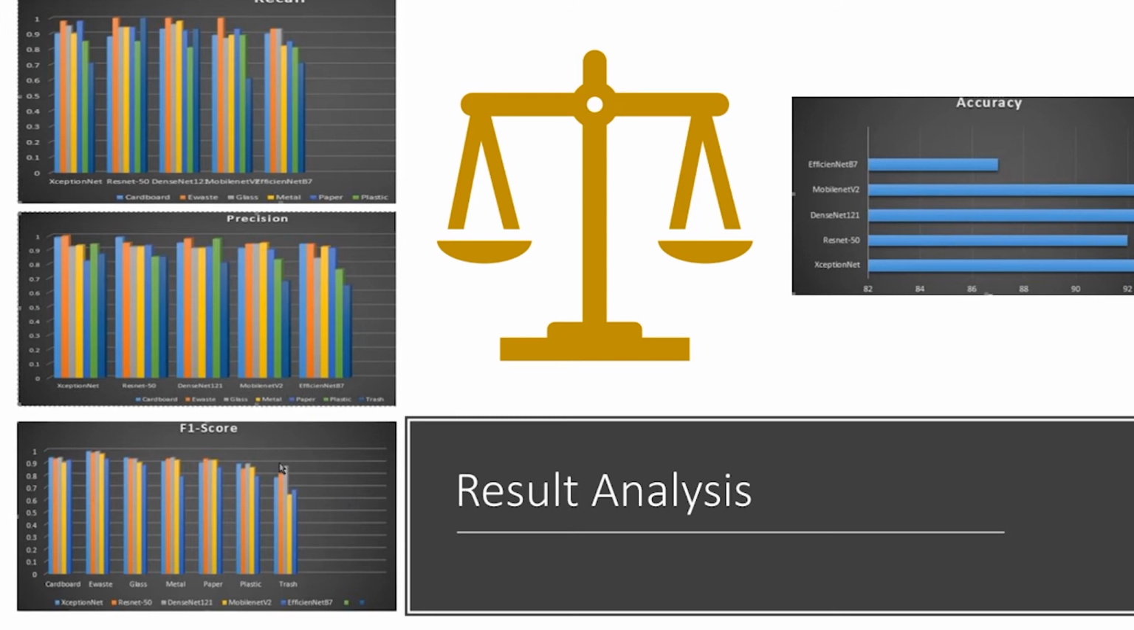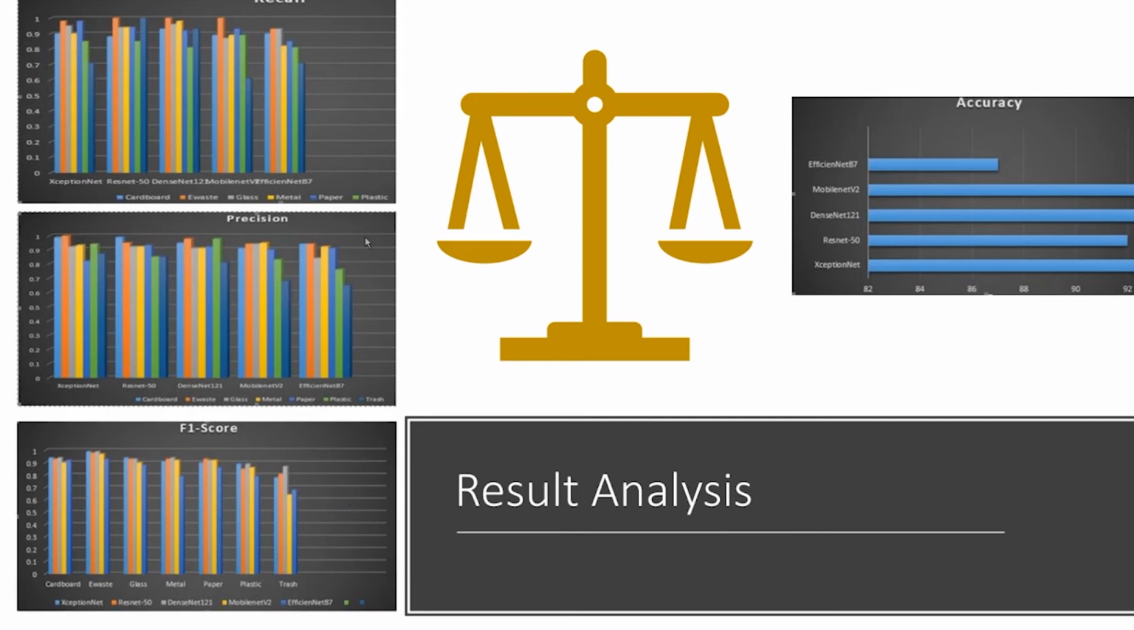Here we have compared different transfer learning models, and we have shown the results for all the categories. We can see the trash category is not performing very well. The reason is that deep learning needs more and more data, and in our trash category there wasn't much data available. That's why the model is performing low only in this category, but on the other ones, as you can see, some of the models are getting more than 97% accuracy. So that's from the result analysis.